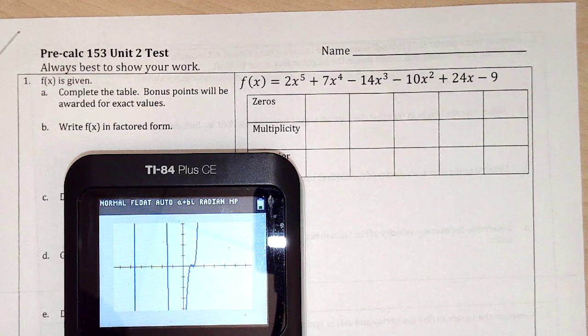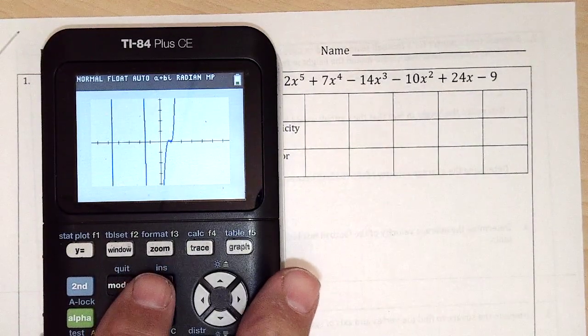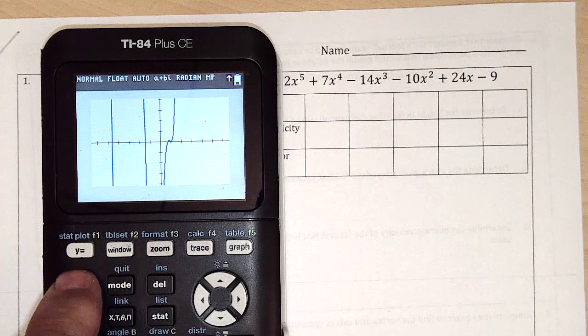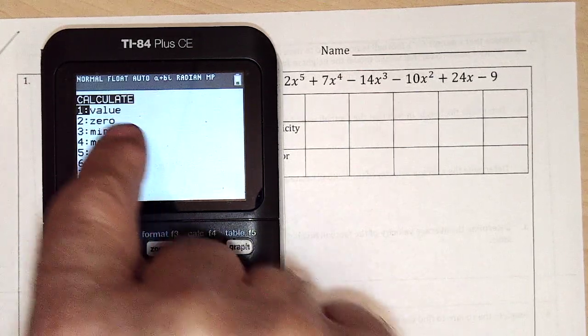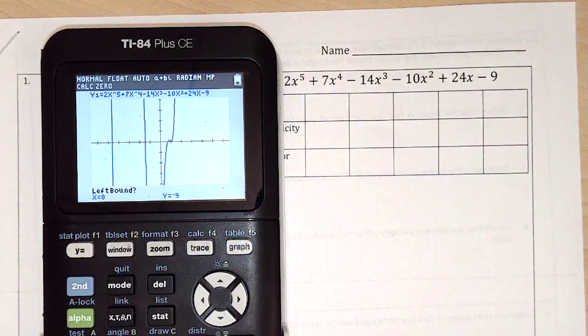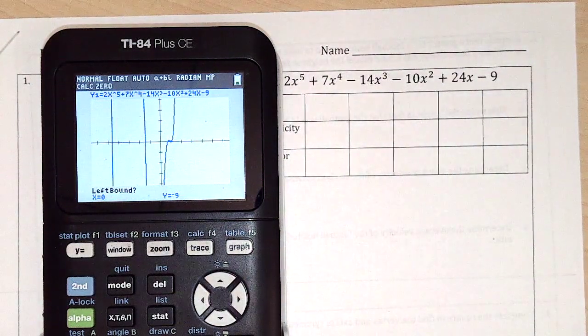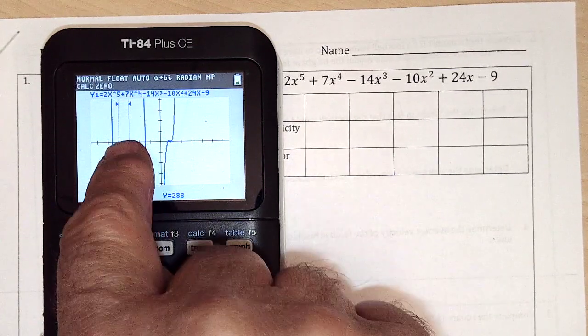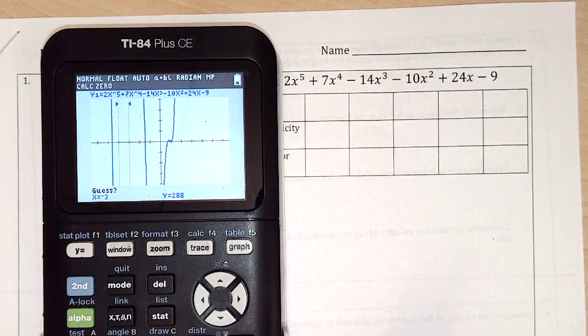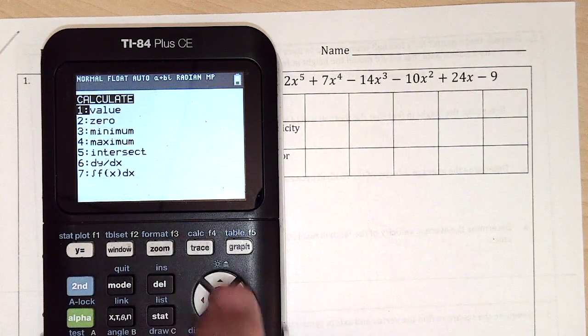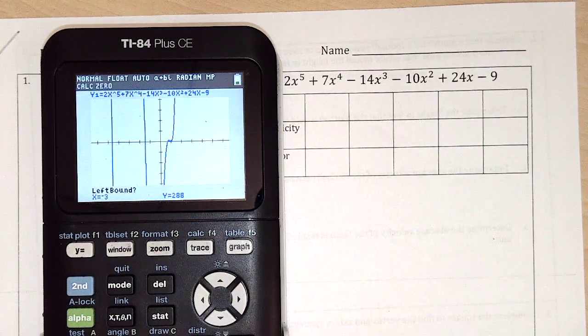So you can see what buttons I'm pushing, I'm going to go second, calculate the zero. And I want to look for the zero between -4 and -3. So I'm going to go -4, enter, -3, enter, and it's not in the right place. I'm looking there. No, it's between -5 and -4. So I'm going to start over.